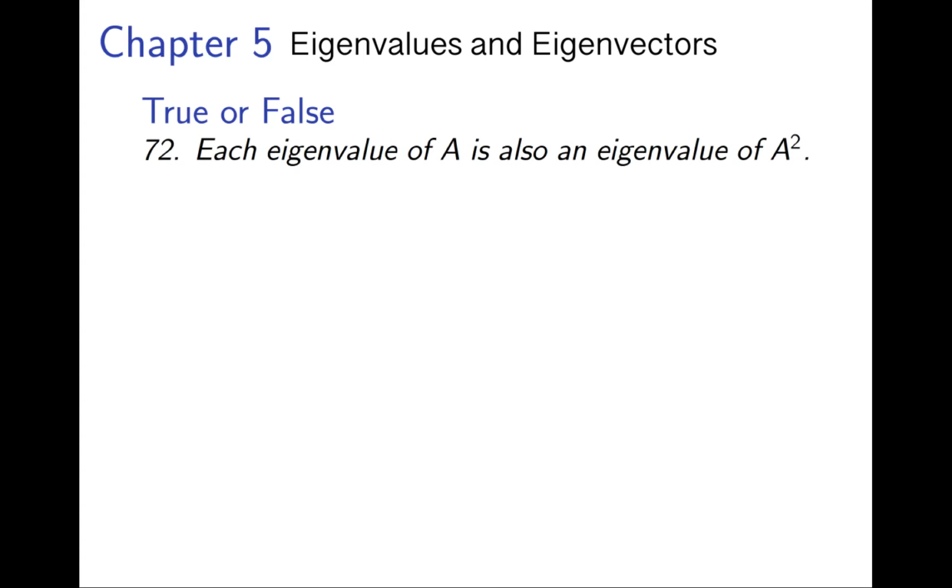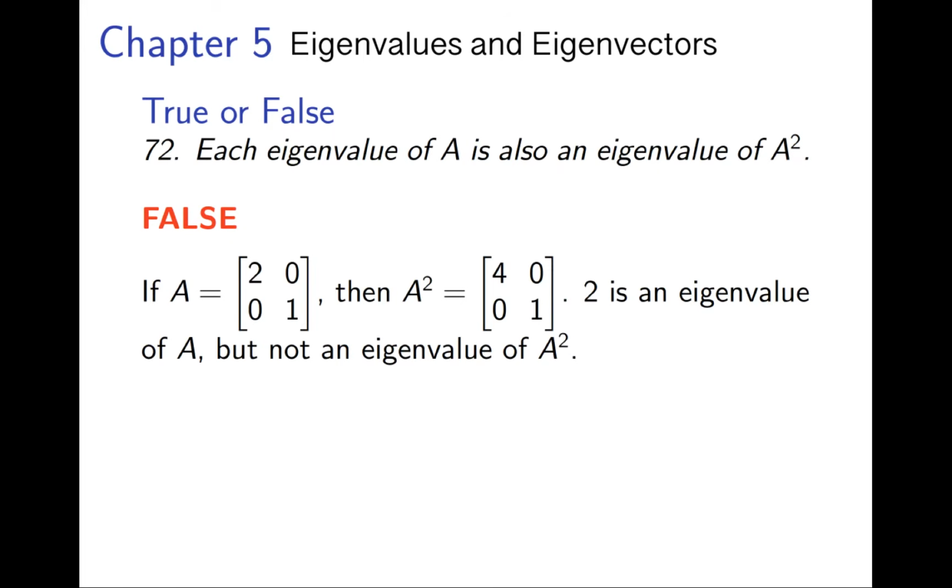Number 72. Each eigenvalue of A is also an eigenvalue of A squared. And this is false. So here we have the matrix A, which is [2, 0; 0, 1]. So A squared is [4, 0; 0, 1].